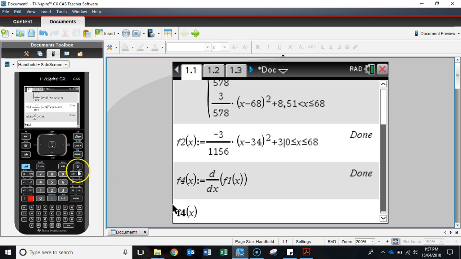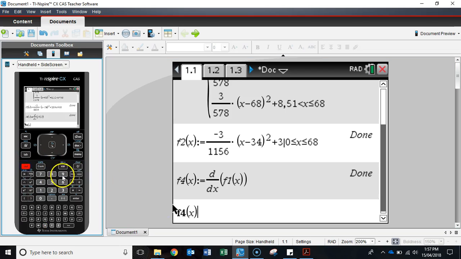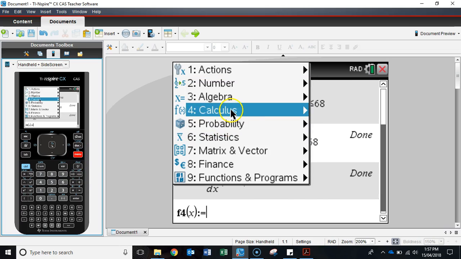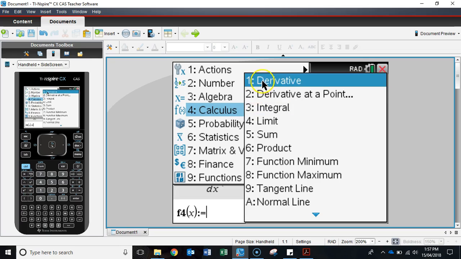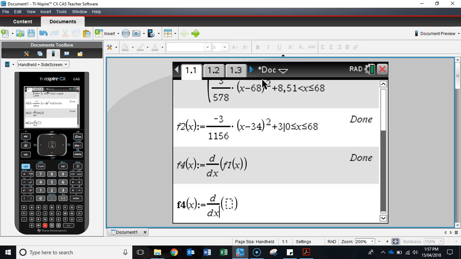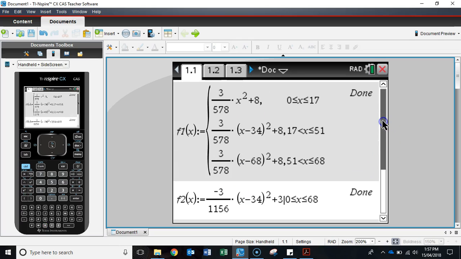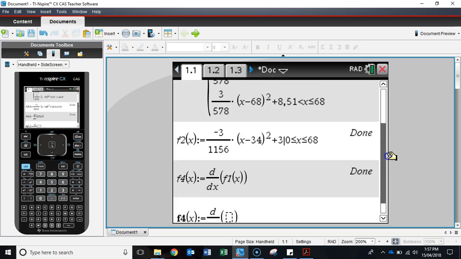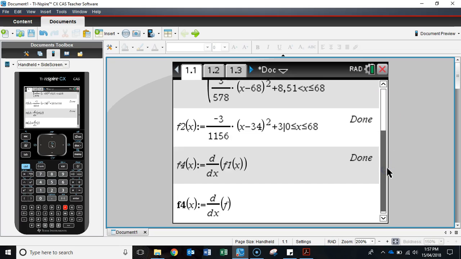So f4 of x, we're going to define it. So it's control, and then menu for calculus and derivative. We are finding the derivative with respect to x. We want the derivative of our hybrid function f1 of x. So we need to put f1 of x in here.